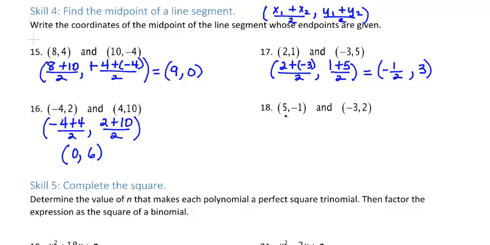The midpoint between (5, -1) and (-3, 2). Again, we add our x's, so 5 plus negative 3 divided by 2, and negative 1 plus 2 divided by 2. So that would become 5 plus negative 3 is 2 divided by 2, or 1. And negative 1 plus 2 is 1 divided by 2, or 1/2.